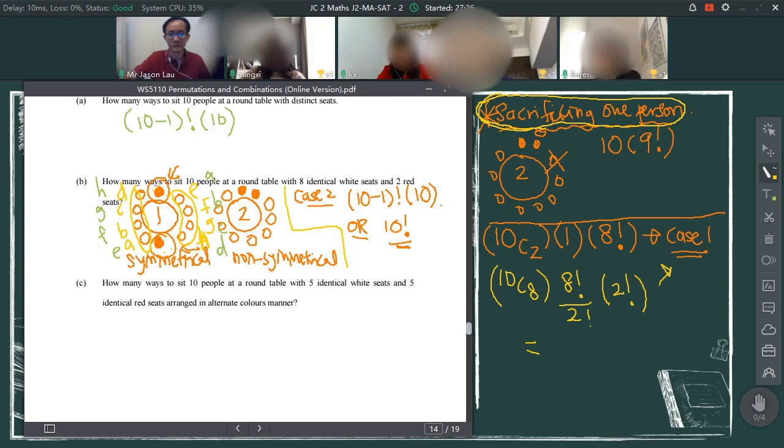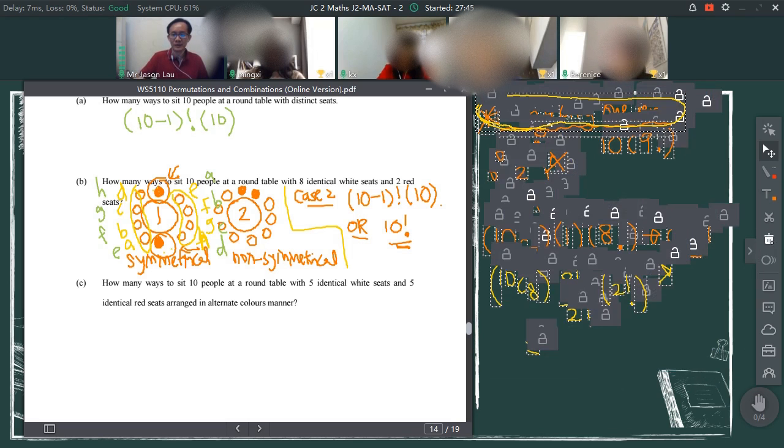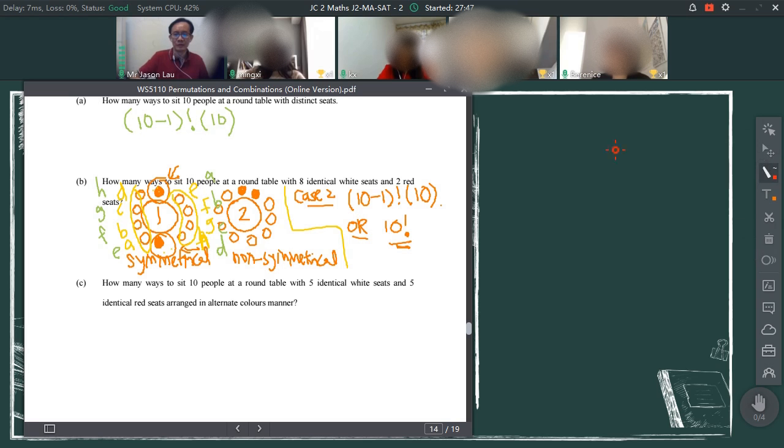Mr. Lau, what if the two seats in case 2 are not together, but are separated by a number of seats? Very good. Then how to do it? Is it the same as case 2? You all think about it. Will it be the same? Like this, for example?